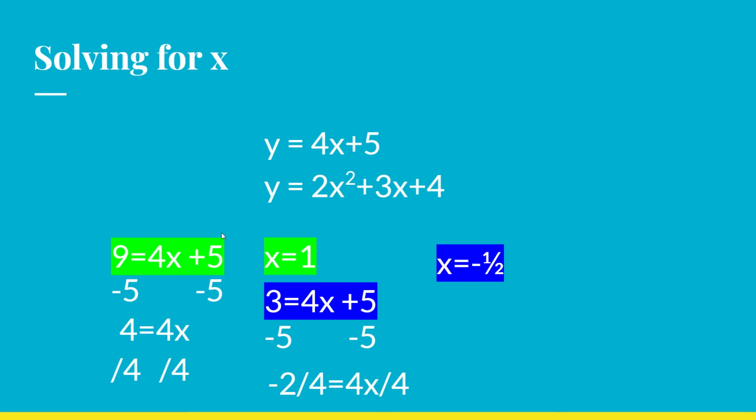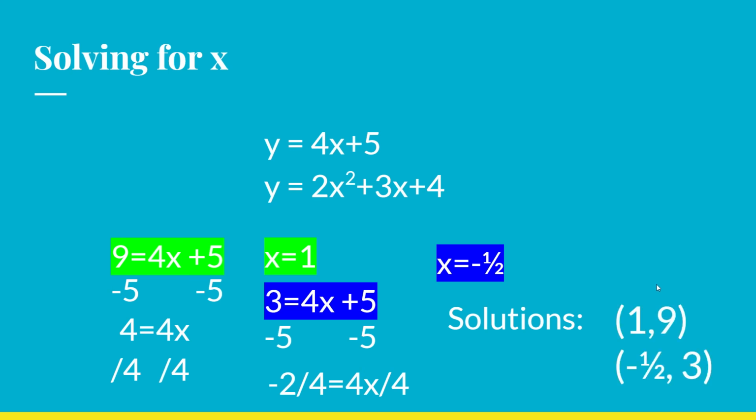The reason I highlighted these in green and blue is because I want to match up this x with this y. So we're going to have negative 1/2, 3, and 1, 9. So the solutions are 1, 9, and negative 1/2, 3.